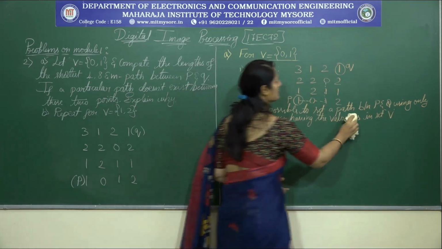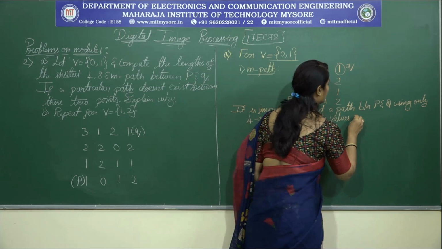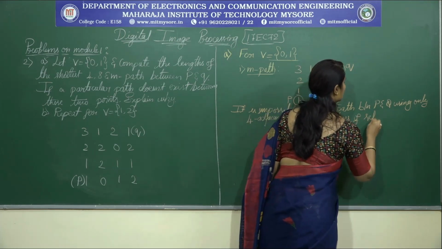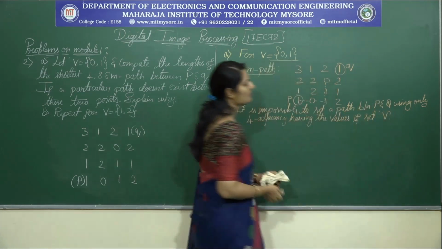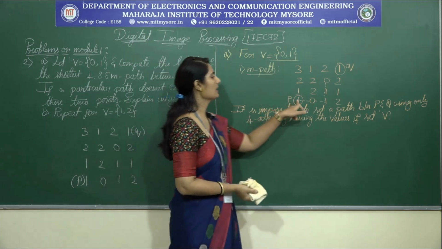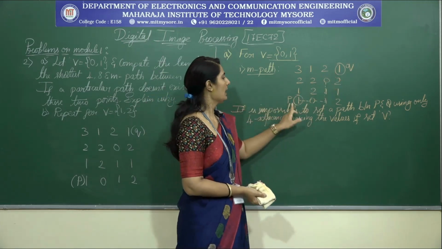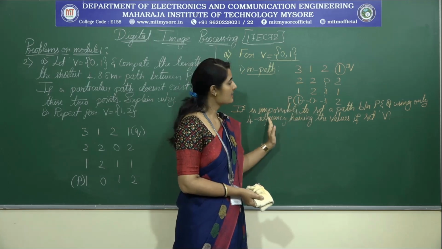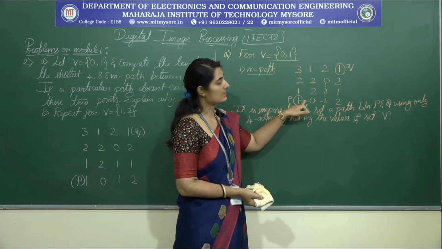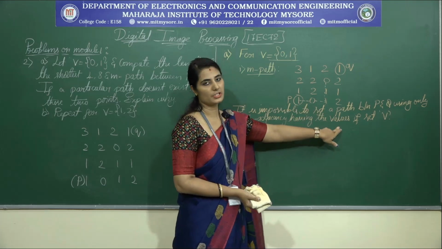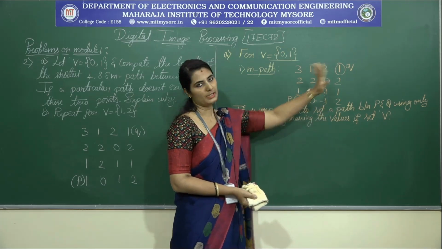Having the values of set V. So this means what? You cannot set up a 4 path between P and Q using only 4 adjacency, and we should establish a path only for the values which are in set V. So this cannot be done.